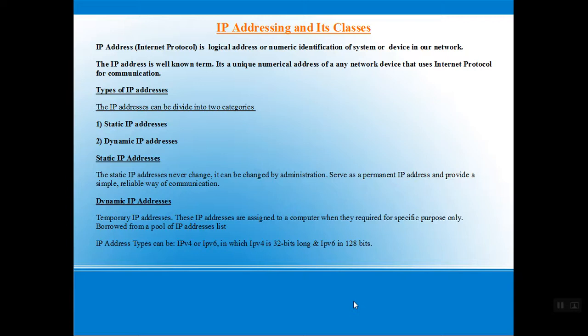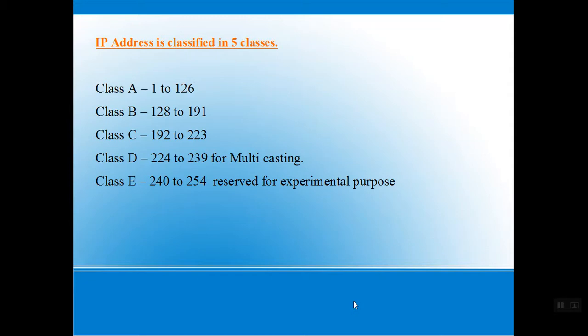So this is the dynamic, and we have the static IP address. We have IPv4 and IPv6, and nowadays we are moving to IPv6 due to the limitations of IPv4. IPv4 is 32 bits long, while IPv6 is 128 bits and is an advanced version of the IP address. We also have different classes of IP addresses. In networking we have five classes, A, B, C, D and E, for different purposes and with different properties and features.